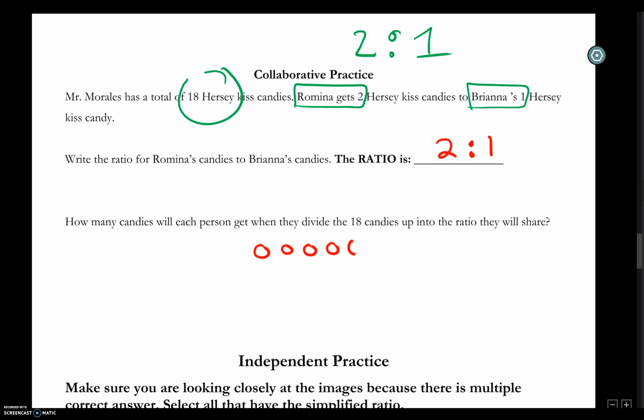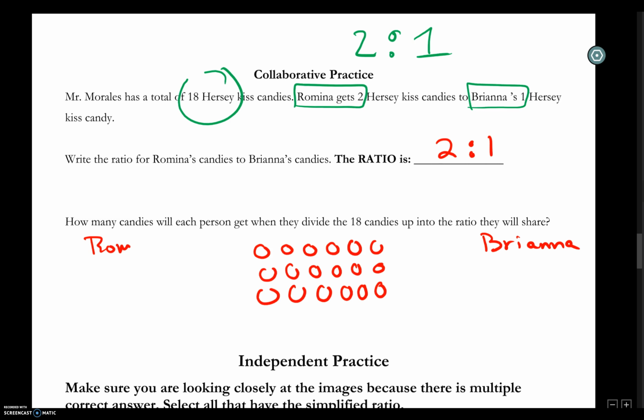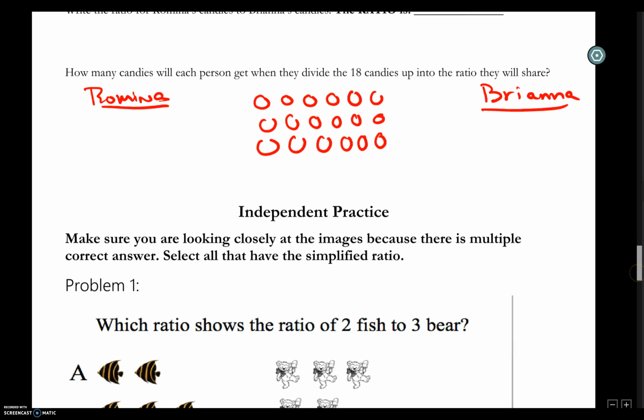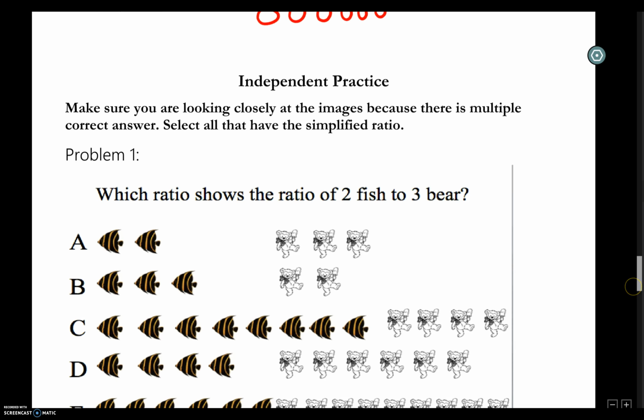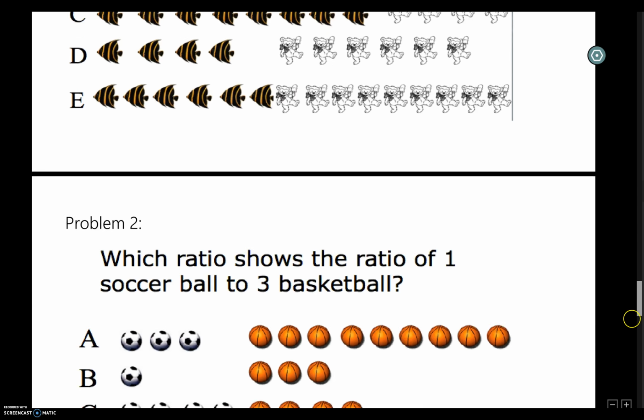1, 2, 3, 4, 5, 6, 7, 8, 9, 10, 11, 12, 13, 14, 15, 16, 17, 18. And now here is Brianna and here's Romina. So they would have to break it up evenly to figure out who gets what. Now go ahead and take some time to do this. We're almost done with the lesson, and I want to just move on to one last thing because now it's independent practice.